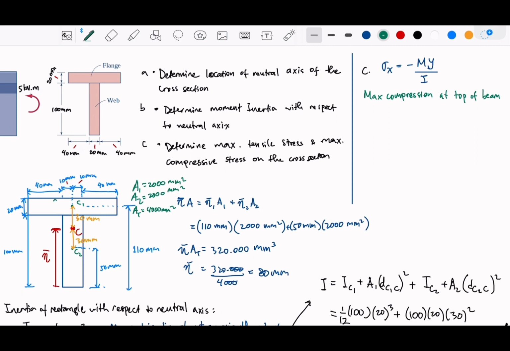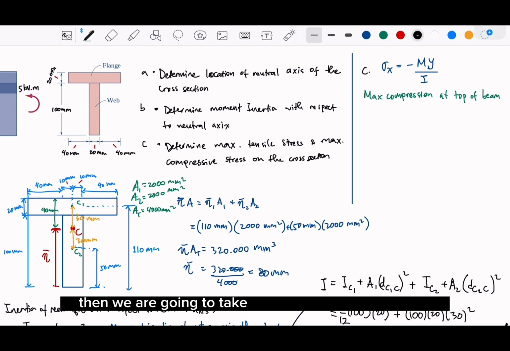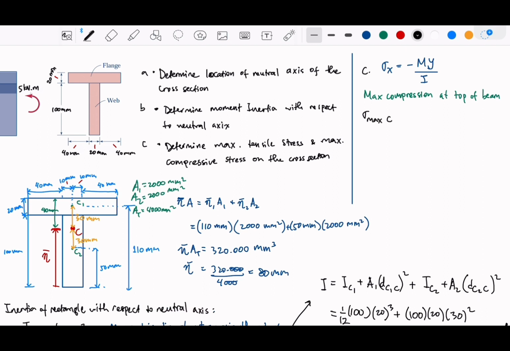So this will be 40. Since that is 40, we are going to take the 40 as our distance for y. So this y here. So the sigma max for compression occurs at, we can write, sigma times 40 millimeter. So this will be equal to 5 kilonewtons, so 5,000 newton meter. And then what else?